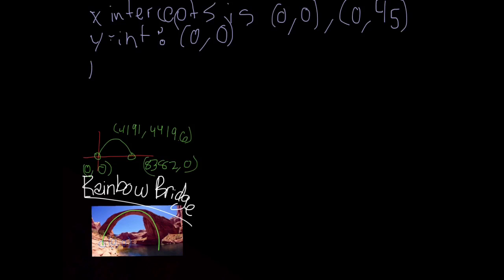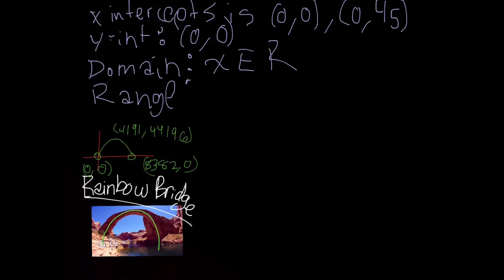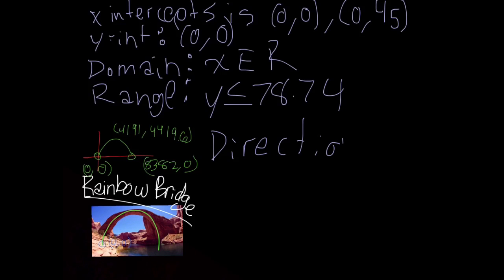and our domain is all real numbers. We would draw it like that, and our range is up to 8839.2. And our direction of opening we can just find out from the looks of the parabola. So our direction of opening is down.